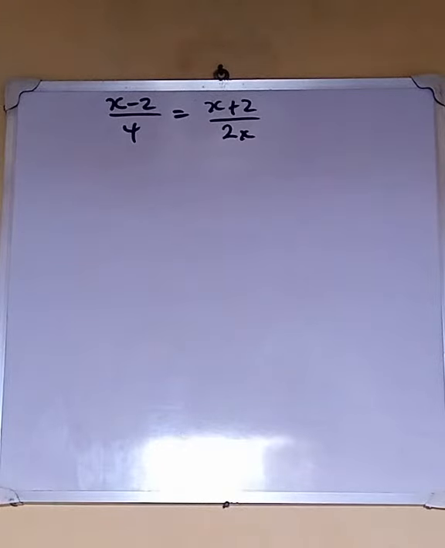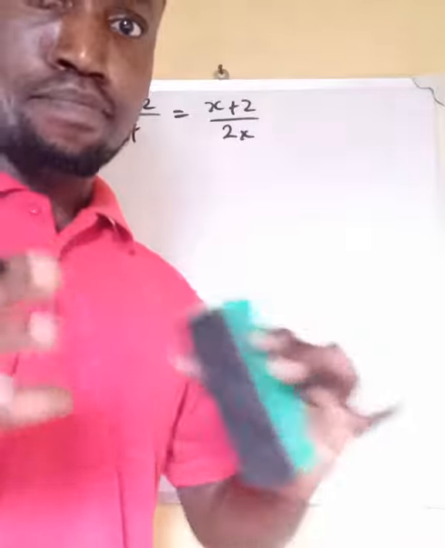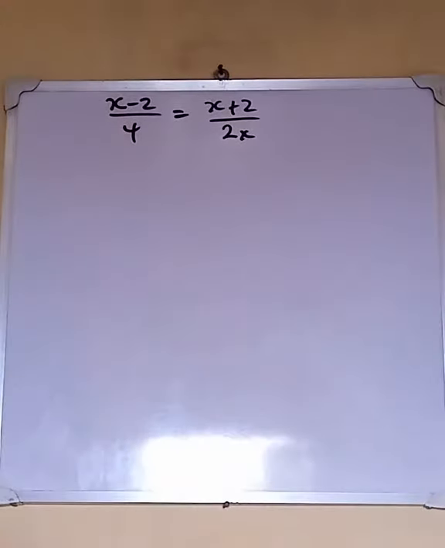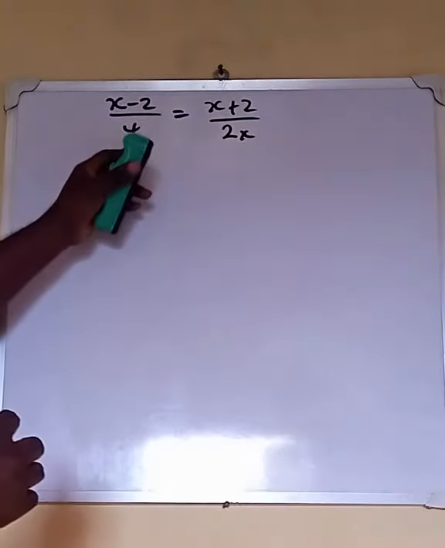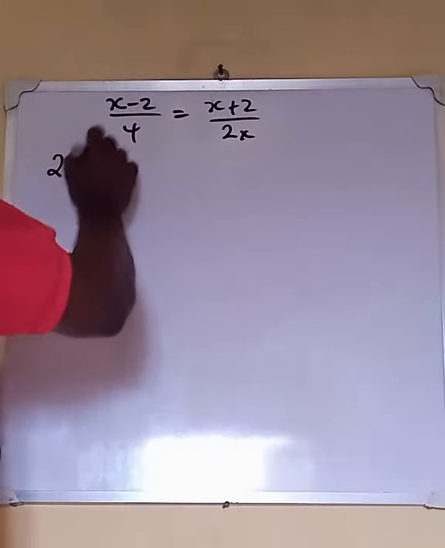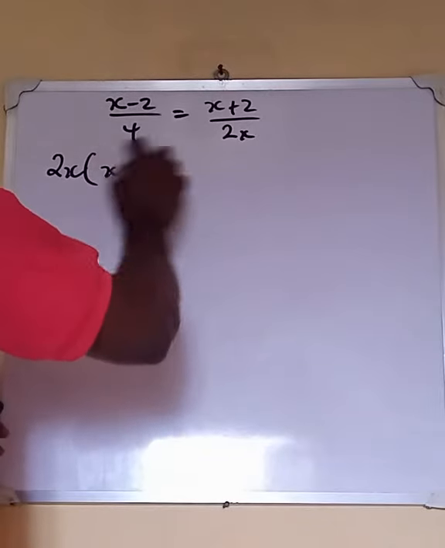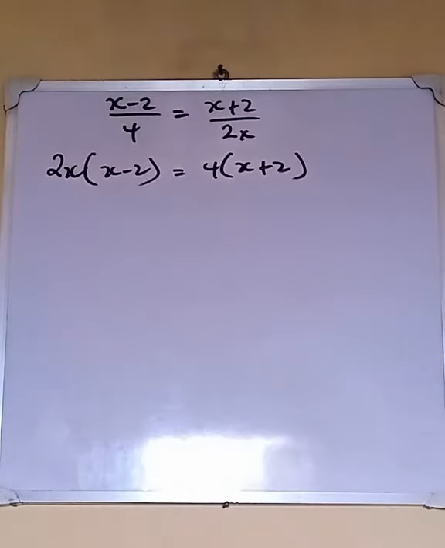Using the completing the square method, solve (x - 2)/4 = (x + 2)/2x, correct to 2 decimal places. The first thing you do here is cross multiply. 2x will multiply x - 2 and 4 will multiply x + 2. Then you have 2x(x - 2) = 4(x + 2). That is what you have.